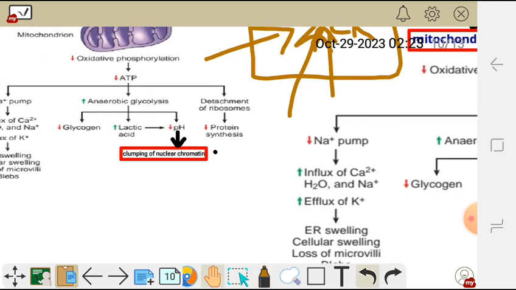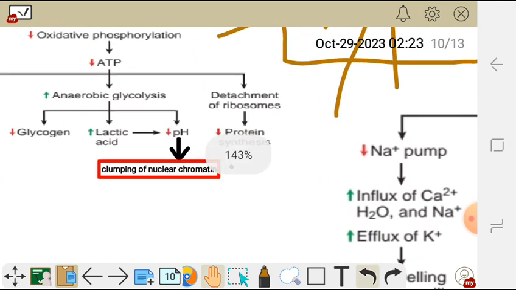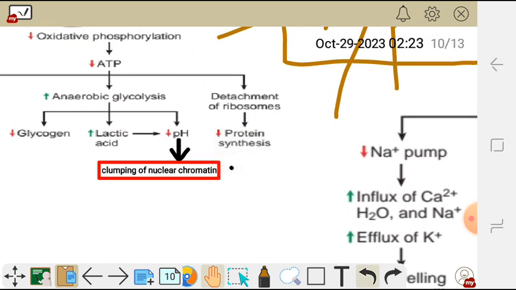is going to cause what we call clumping of nuclear chromatin. So nuclear chromatin is going to clump, it's going to shrink, it's going to become small in size. So this is the first nuclear morphologic change under reversible cell injury. So the nuclear morphologic change is clumping of nuclear chromatin.